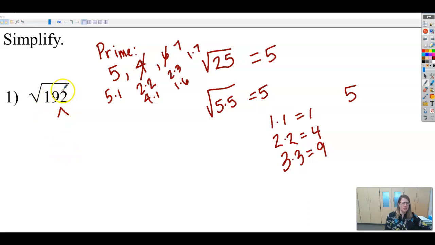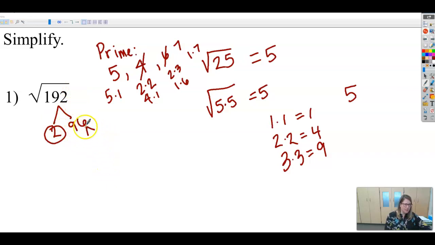So 192, I can see it's an even number, so I know 2 must go into it. I can take any two numbers that multiply to 192 and start there. So it doesn't have to be any specific order. Just make sure that this number actually does go into 192. So 2 goes into 192. 2 times 96 is equal to 192. So 2 I'll circle because it's prime, but 96 I can break that one down further.